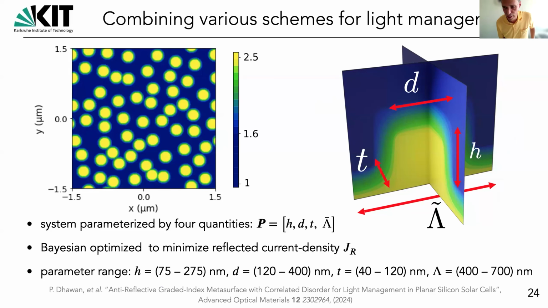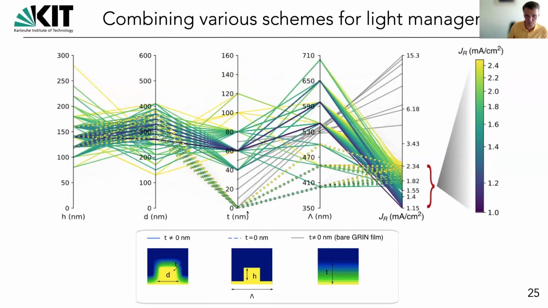And then again, we exactly come back to our Bayesian optimization framework. Because now in this case, we have 4 parameters that characterize the system. So we have the height of these disks, we have the diameter of these disks, we have the thickness of this anti-reflection coating, and we have here the mean distance between these particles, which will be controlled at the end of the day by the ionic strength that will be used to control the deposition of these PMMA nanospheres. And then we can use the Bayesian optimization framework to minimize the reflected current density and to improve with that the absorption.